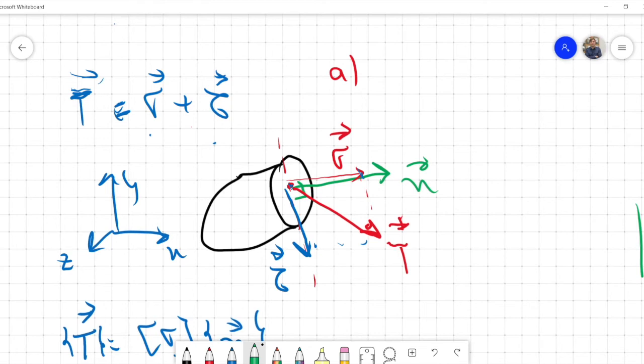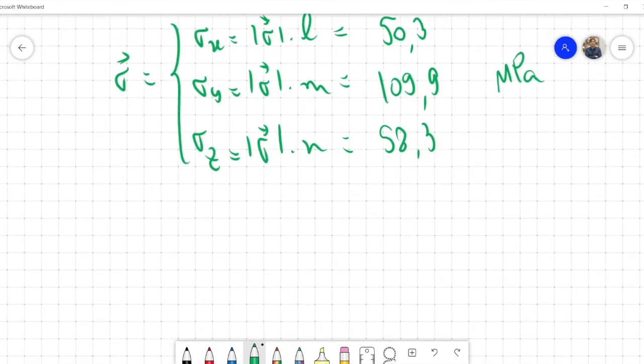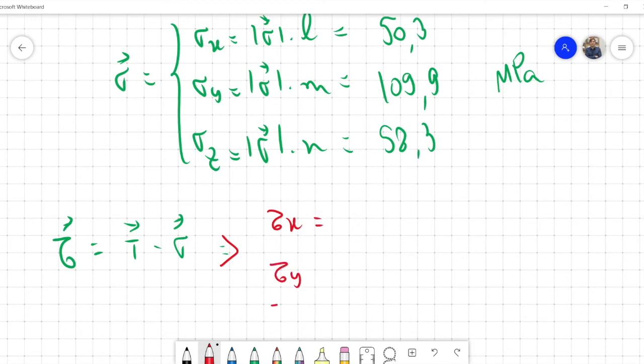This is quite easy because, as you could see here, we know that the resultant stress is the vectorial sum of the normal stress and the shear stress. We already have both of these, so that will be particularly simple, because I can just say that the shear stress is going to be the resultant minus the normal vector. So let's change the color a bit. I just can say that tau x, tau y, and tau z will be the difference of the components we already calculated in this exercise.